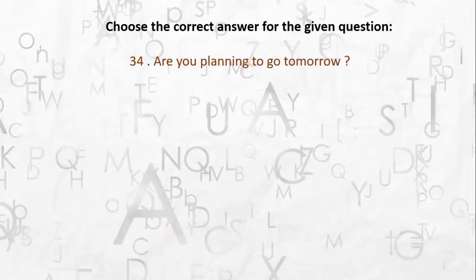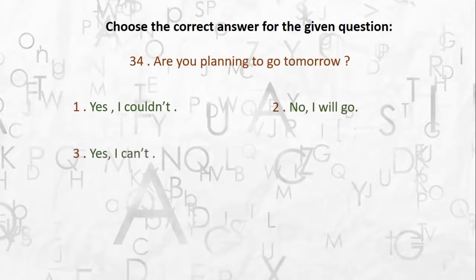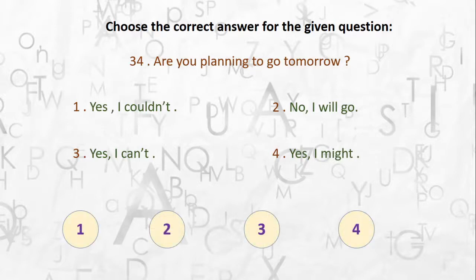Okay, coming to the last question for you in this particular video. Are you planning to go tomorrow? So you will say, yes, I couldn't. Will you say, no, I will go? Will you say, yes, I can't? Or will you say, yes, I might? Might. What will you say? If you're planning to go, but you're not sure whether you'll be able to go or not, you will say option number 4, yes, I might. Whereas yes, I couldn't, no, I will go, yes, I can't. These are all wrong answers.